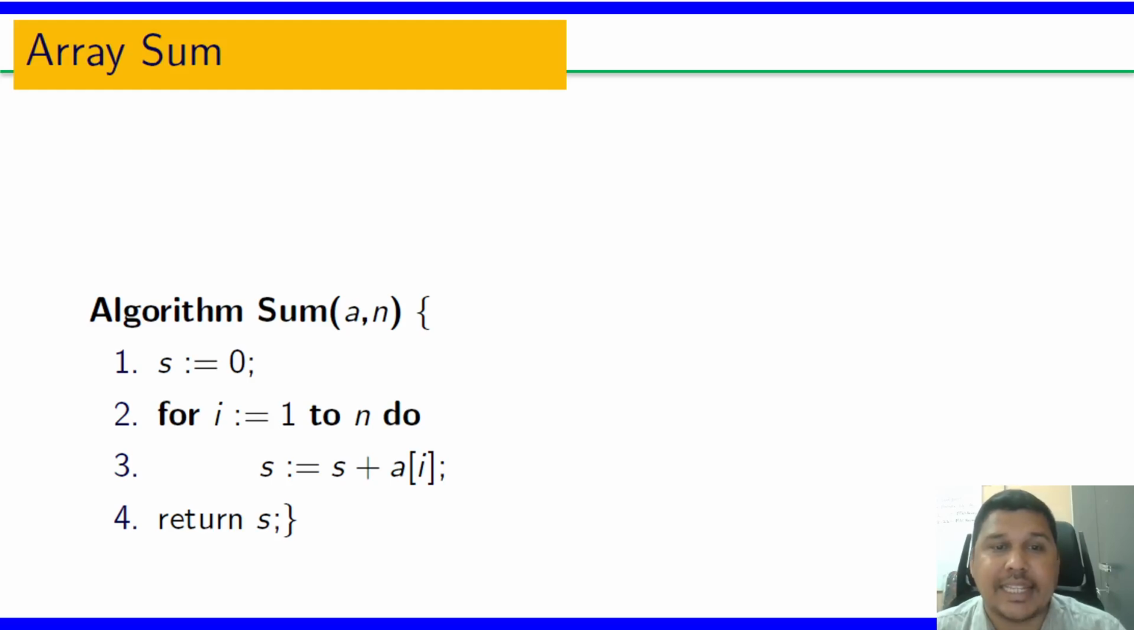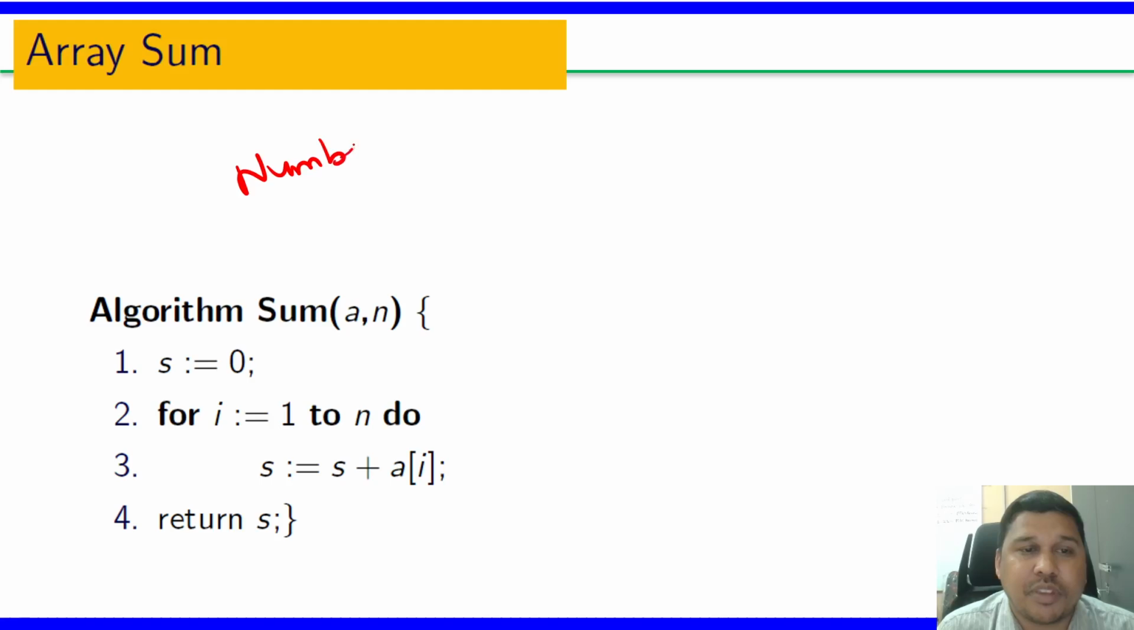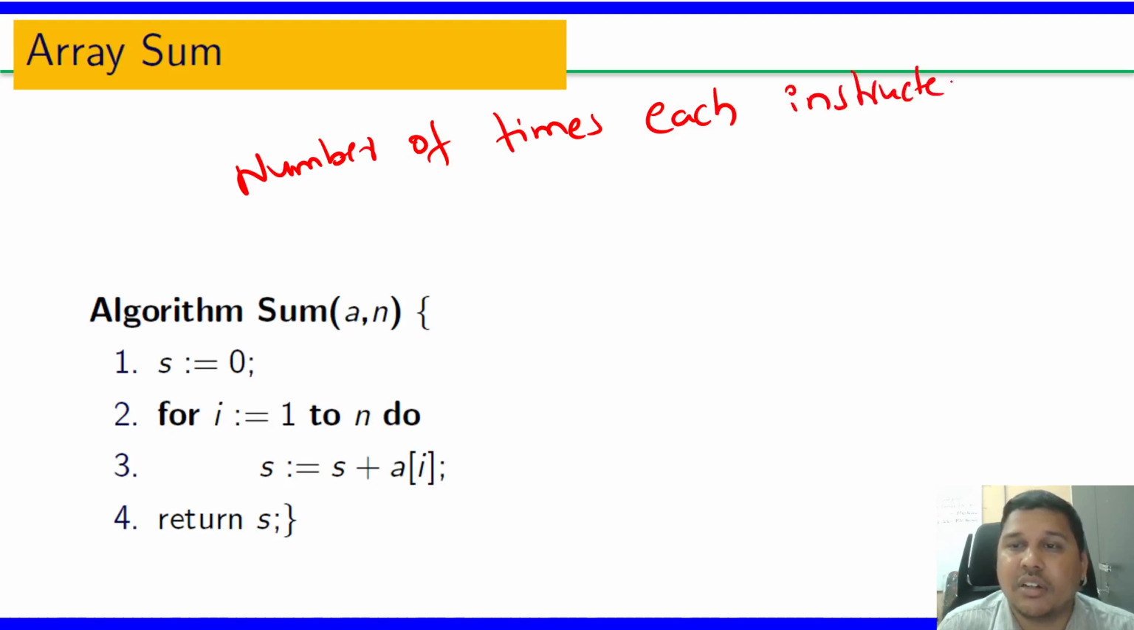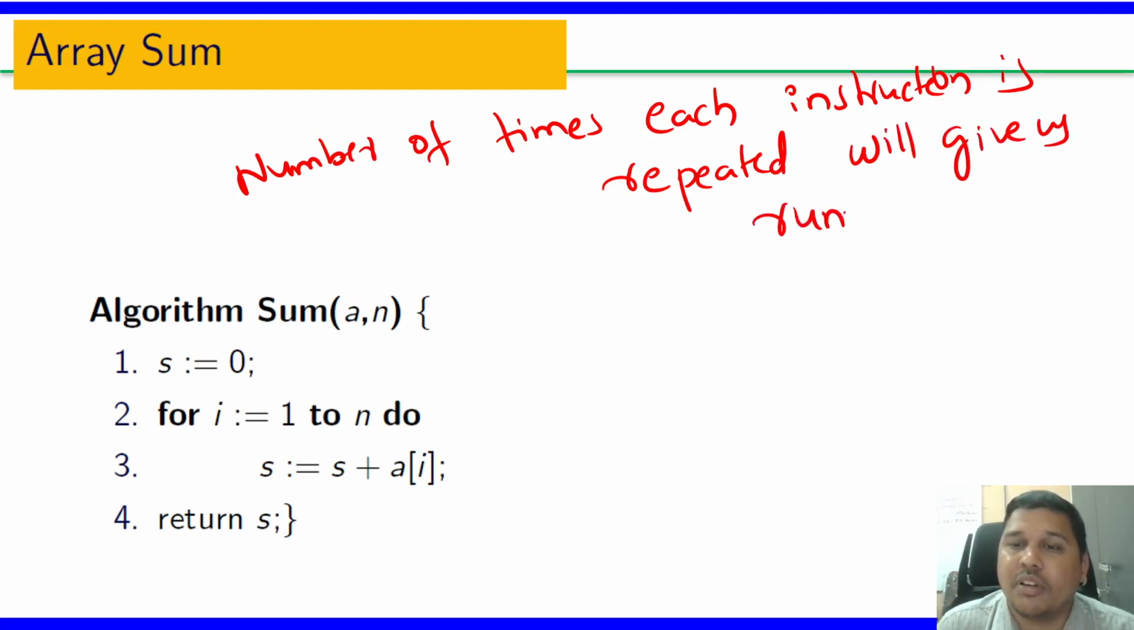So now I am taking an example here. Okay, understand this. My point here is, given an algorithm, how many times each instruction is repeated will give us the running time of an algorithm. Okay, this is a simple algorithm.